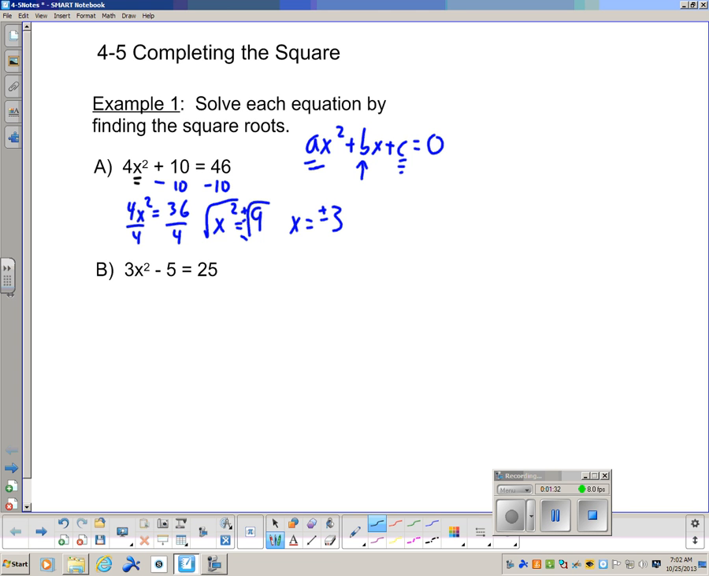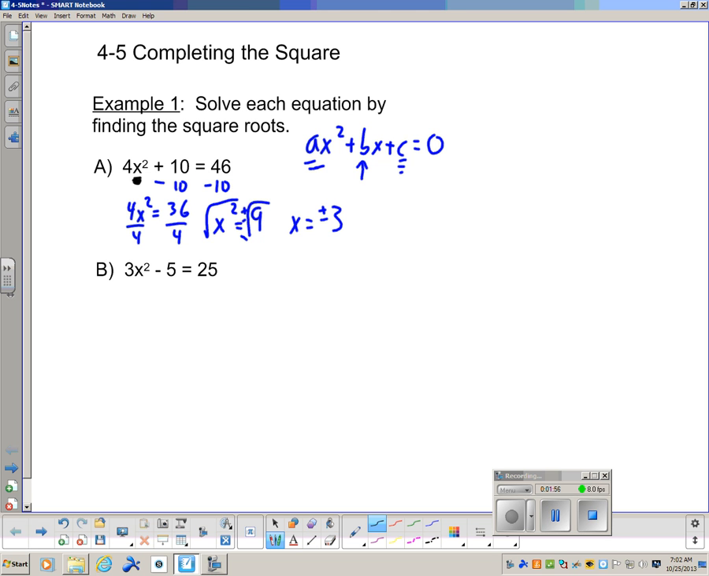If I put a 3 up there for x, 3 squared is 9 times 4 is 36 plus 10 is 46. Or, for that x up there, I could go ahead and put negative 3. So negative 3 squared is 9 times 4 is 36 plus 10 is 46. So both of those answers will work, 3 and negative 3.